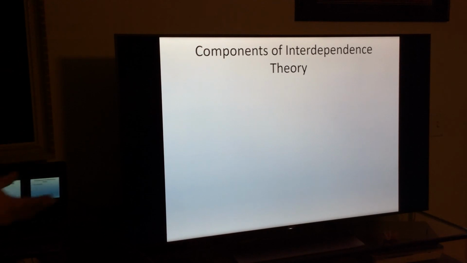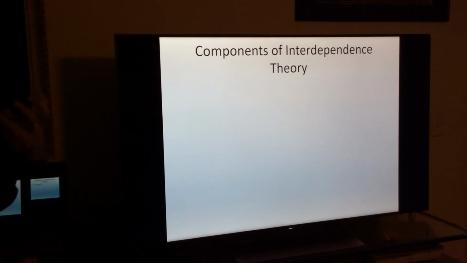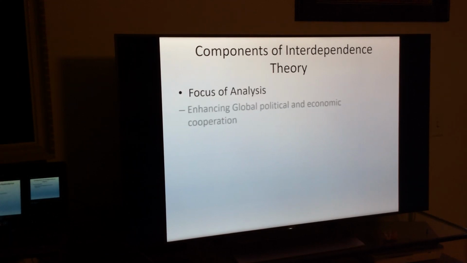Alright, so again, this is a review of interdependence. Realism looks at the real world. It's a hard, cold, cruel world. Interdependence is more hopeful. We work together for the betterment of all humankind. So the focus of analysis is enhancing global political economic cooperation. Interdependence really looks at the economy.